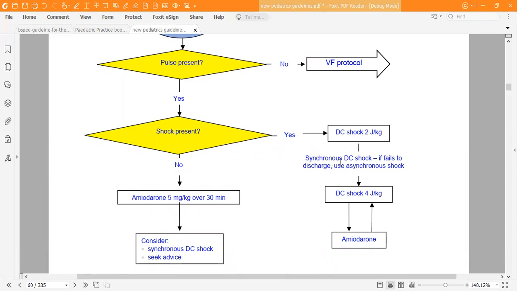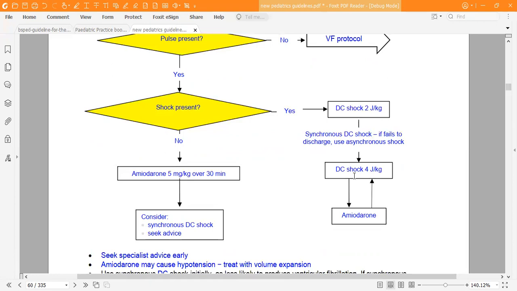It's synchronized DC shock, of course. If it fails to discharge, use asynchronous shock, DC shock 4 joule per kg. Next, you will use amiodarone, and you will reassess again. If there is no improvement, you will go back again and give 4 joule per kg DC shock again.